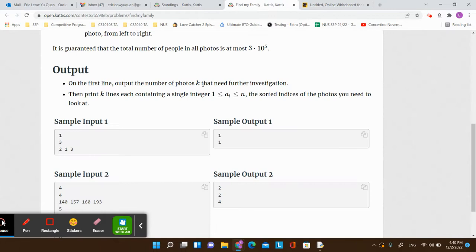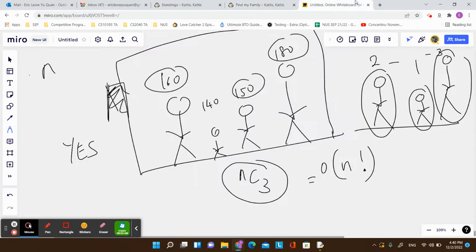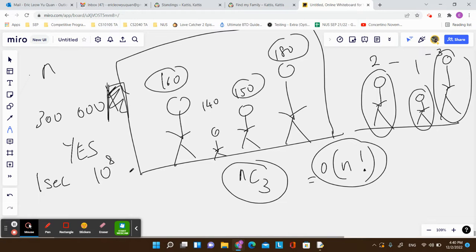Because n in this case, the constraint, is 3 times 10 to the power 5, which is 300,000. Remember that in 1 second you can at most run around 10 to the power 8 operations. You already have 300k operations, so n factorial is too slow. This approach definitely will not work.